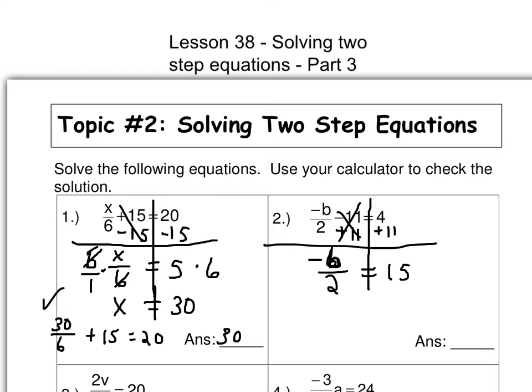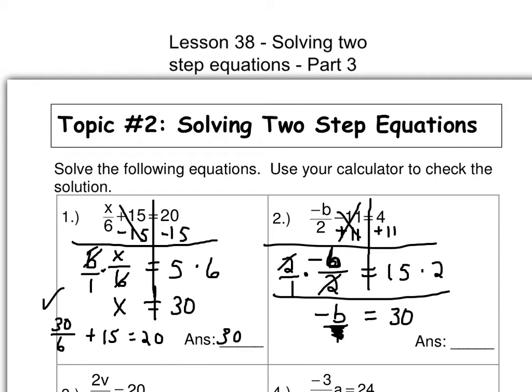Now I'm dividing by 2. The opposite of dividing by 2 is multiplying by 2. So I'm going to multiply both sides by 2. 2 over 1 on the left since it's a fraction, and 2 on the right. So then the 2's cancel. What do I have left? I have negative b over 1, right? So negative b over 1 is the same thing as negative b. So that's why I don't really need the 1 there. Anything divided by 1 is itself. So I have a negative b equals 15 times 2, which is 30.